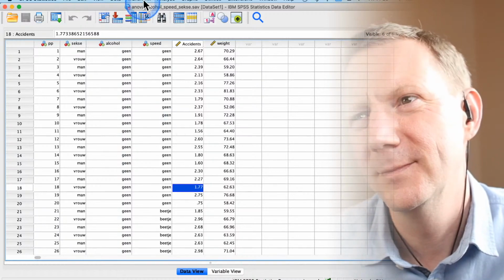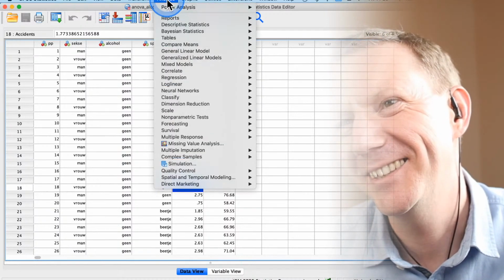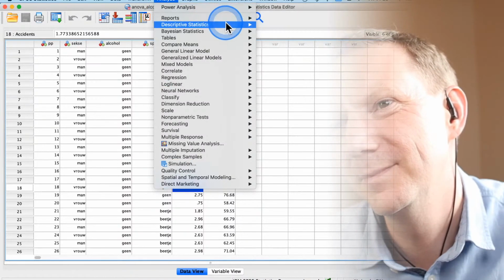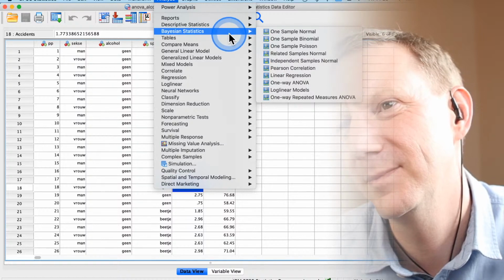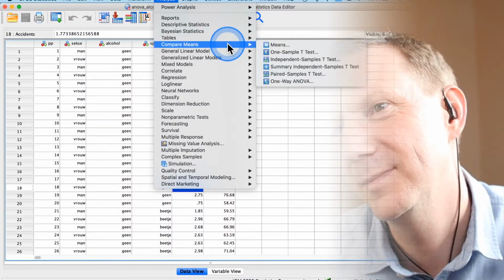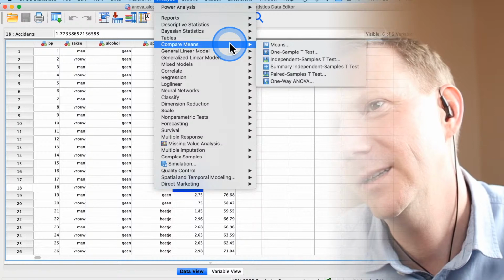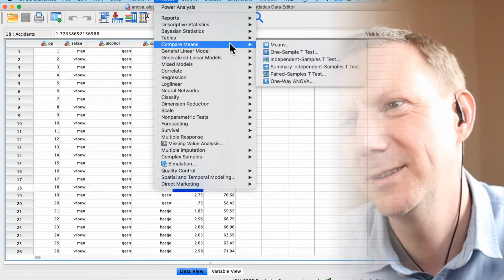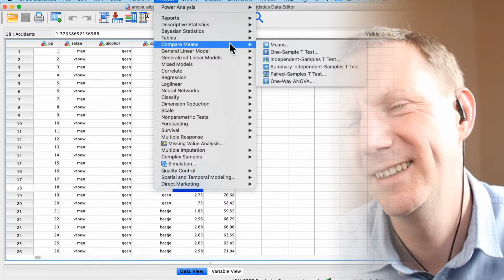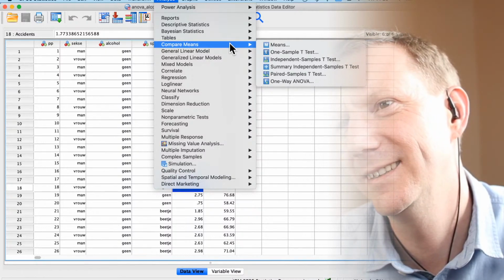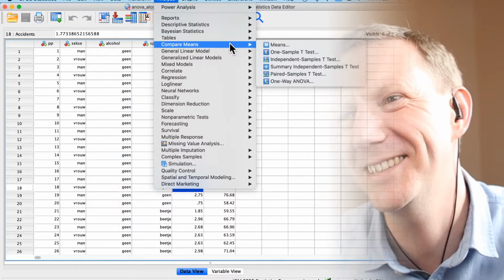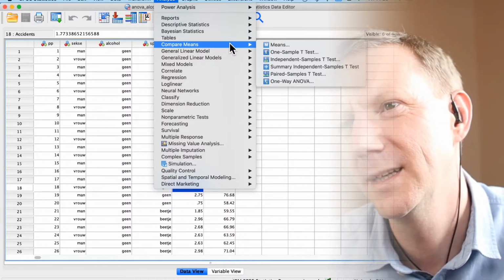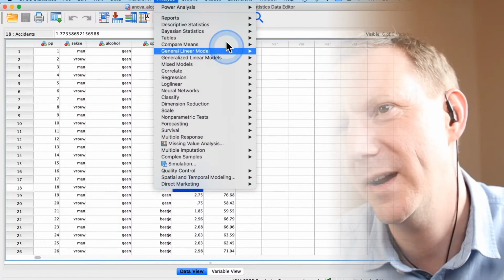To analyze, probably. Yeah, that's a good start. Very good. And now? It should be under compare means. Okay. Everybody agrees? No? What do you think? I don't know. You don't know, but you don't think it's under compare means. Yeah. Anyone else? Linear model. General linear model. Yes, that's right.